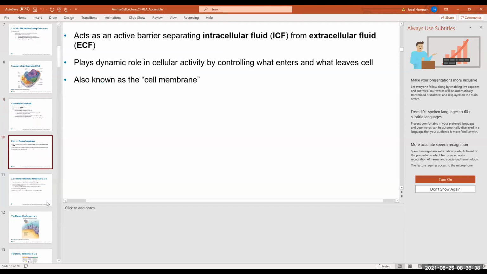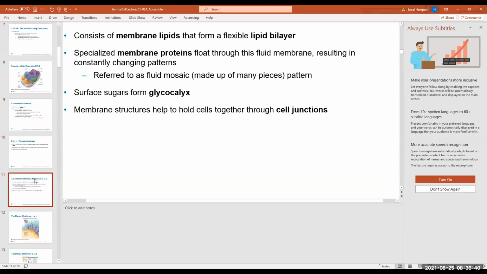All right. Membrane lipids form what we call a lipid bilayer. Now, bilayer means that there are two layers, and we'll show you just what we mean. There are proteins that float around through this, and there are surface carbohydrates, surface sugars that form something called the glycocalyx. Now, this glycocalyx, make a note, is a basis for immunological recognition.